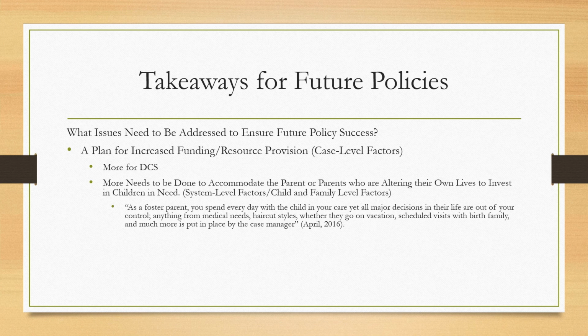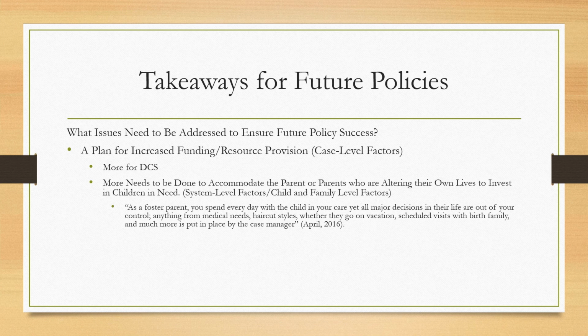First is a plan for increased funding and resource provision. If we go back to the three main factors that impacted child permanency, those being case level factors, system level factors, and child and family level factors, this would help to address the case level factors, the most impactful of those being the resource issue, where a plan needs to be addressed so that they can increase funding and resource provision. And in my opinion, this is one of the biggest lacking aspects of the bill.